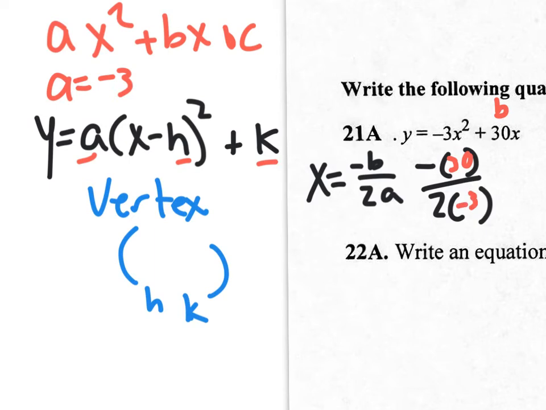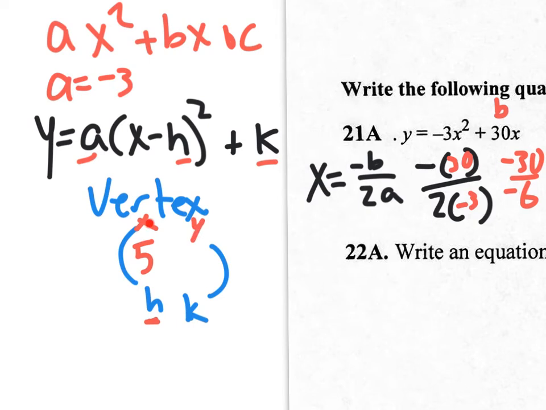So you really end up with negative 30 over negative 6, which means that your vertex x value is positive 5. Okay, and again, your vertex x value is really your h value. Now your vertex y value will be your k value.